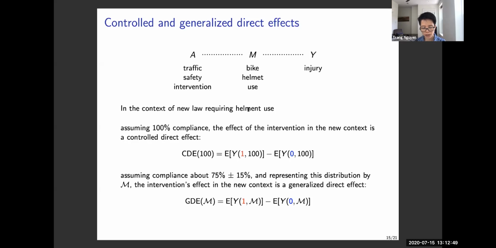If we assume that compliance is not 100%, but is a certain distribution, which we call squiggly m for randomness, then the effect we're interested in is a generalized direct effect, contrasting conditions where the mediator is quote unquote set to this distribution.